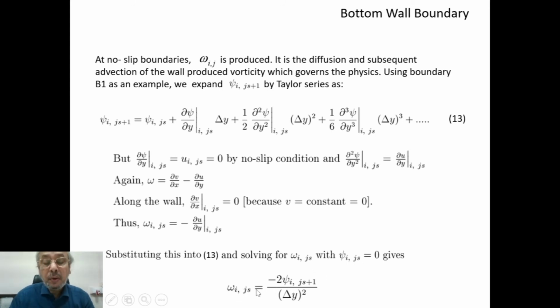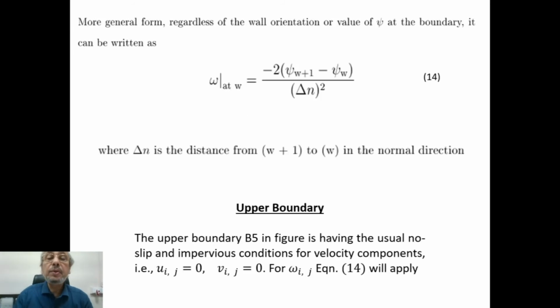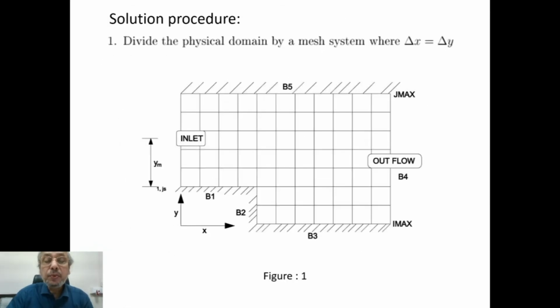So this is how at the bottom wall we prescribe u, v, psi and omega. Now, a little more: if you look at the geometry, we have taken a backward facing step. I mean, this is horizontal, this is horizontal, this is a vertical surface.